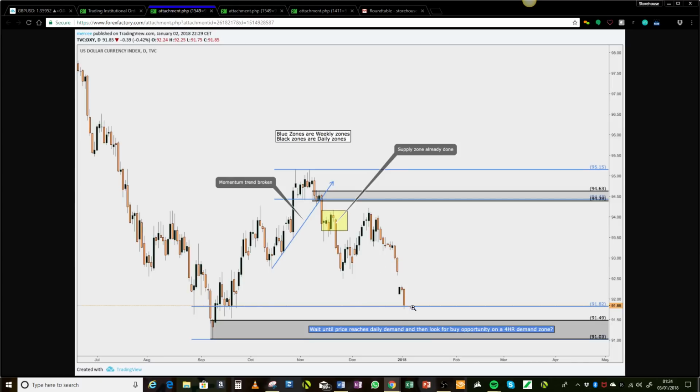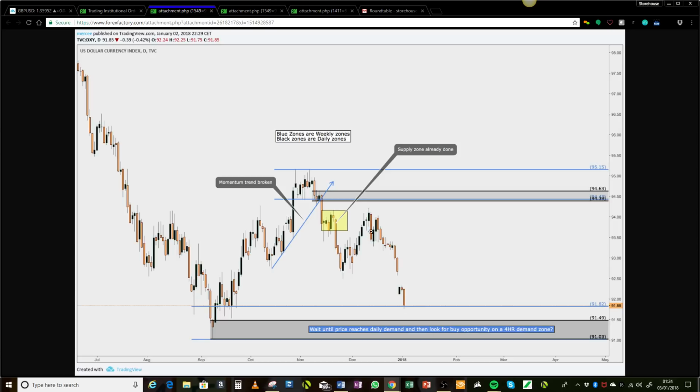Now looking at the demand below, the drop base rally below, yeah, that's fine. Wait until price reaches demand. So you want to be mindful of doing the multiple time frame analysis. So this, for example, it may be demand, but it may not be a buying opportunity. It will all depend on what the bigger picture you're looking at is. If the daily is your bigger picture, then fine.